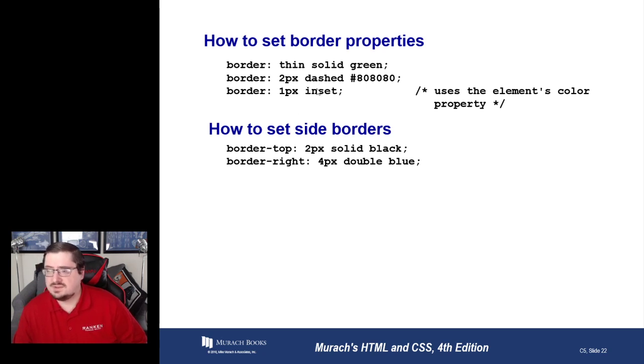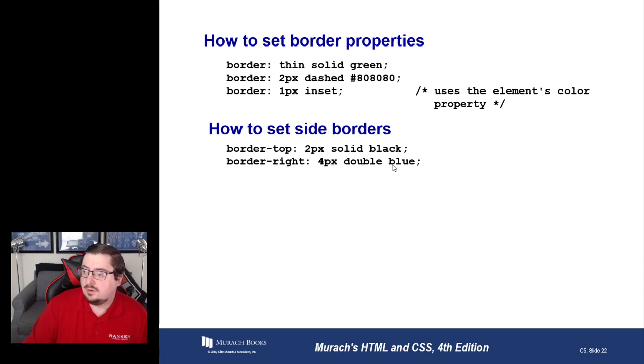So that's how to set borders on all 4 sides. Those are some examples. Or if I wanted to set it on just a specific side, I could say border top 2 pixels, solid black. So give me a thin, solid border on the top, or I could do it on just the right. Here I'm just saying border right, 4 pixels, double blue.